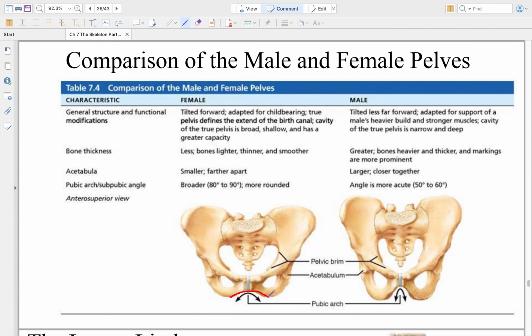Now, the male body doesn't have those capabilities, right? So basically, their body's going to be heavier, and so their entire structure is different. But their pubic arch is specifically going to be more acute, about 50 to 60 degrees. And that is how they can immediately tell the difference between a female and male specimen.